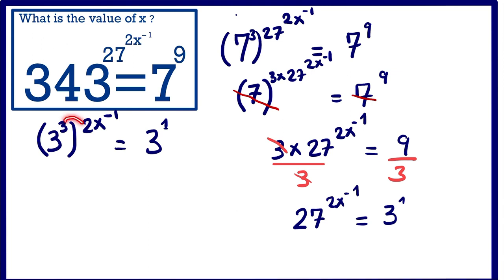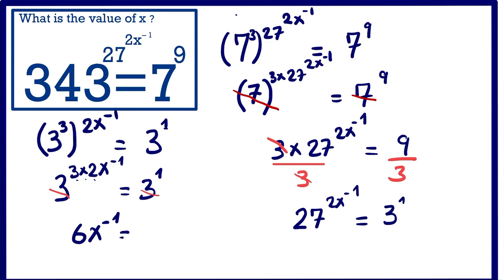So here we are going to multiply 2 times 3, that will give us 6. Okay, so we are going to have 3 to the power 3 times 2x to the minus 1 should be equal to 3 to the power 1. So we can now realize that the bases are still the same, so we can cancel out. We'll be left with 2 times 3 is 6, 6x to the power minus 1 should give us 1. So we can move further.